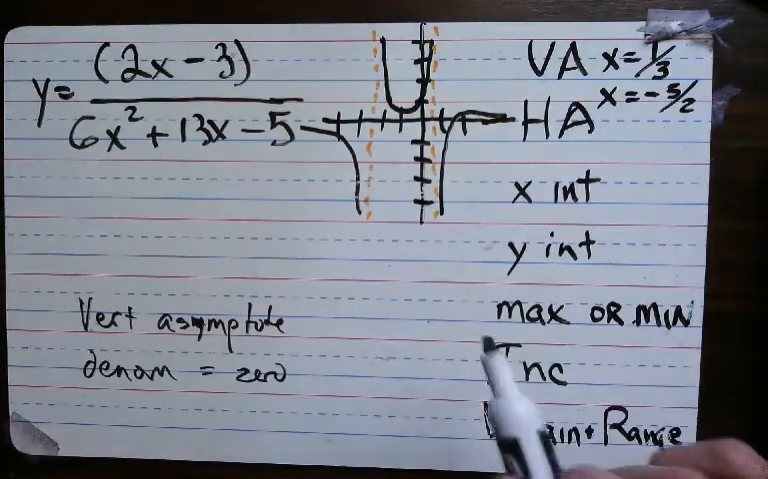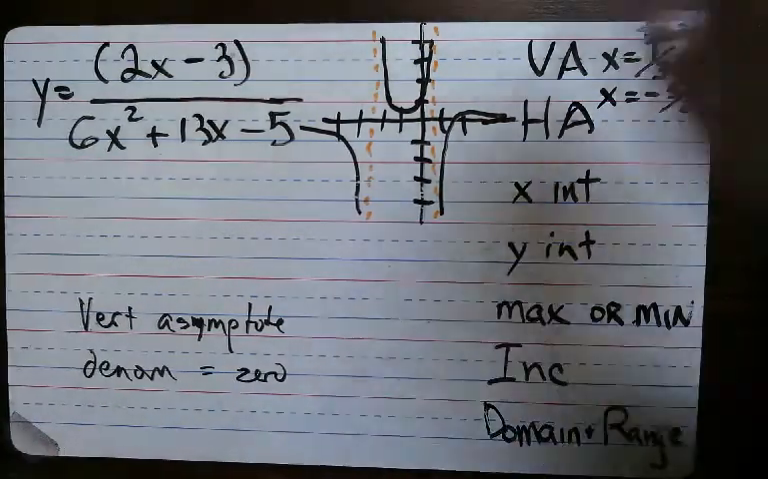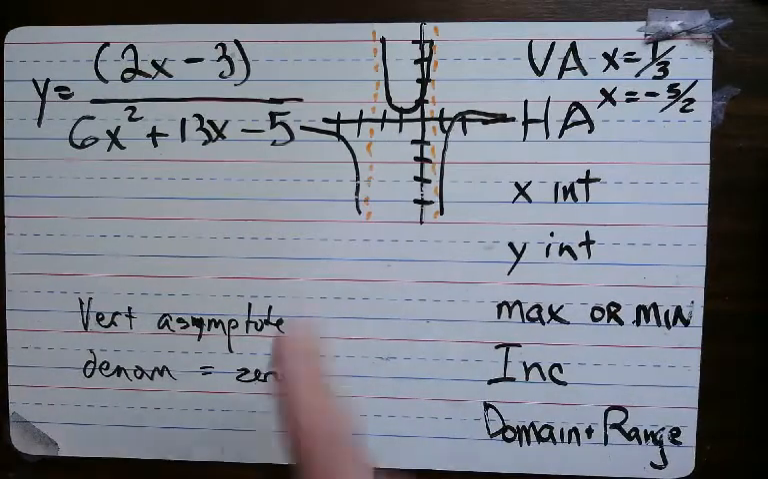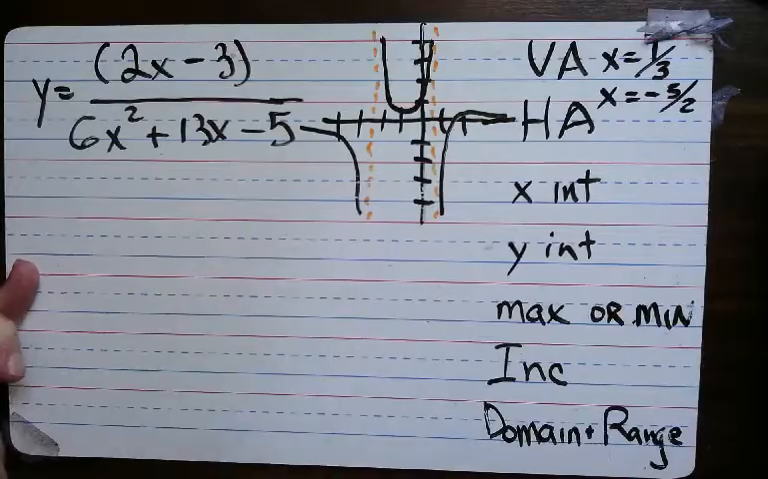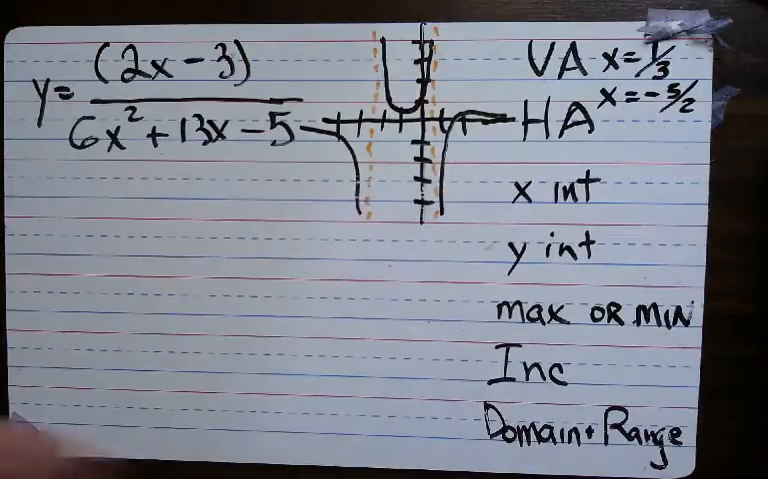Vertical asymptotes are fences or barriers that this guy can never get across. It can never cross a vertical asymptote. We just found it. What makes the denominator equal 0?